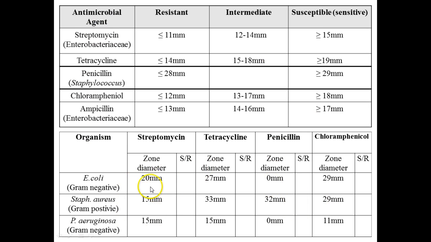So next time, we'll definitely look at the antibiotic, and we'll measure our zones, and we'll determine if it's sensitive or resistant by looking at our table, right? So just as a quick example for streptomycin, when you look for streptomycin, it's got to be 15 or greater, right? For this E. coli sample, we measured 20, so therefore it's sensitive, right? Because it's 15 or greater.